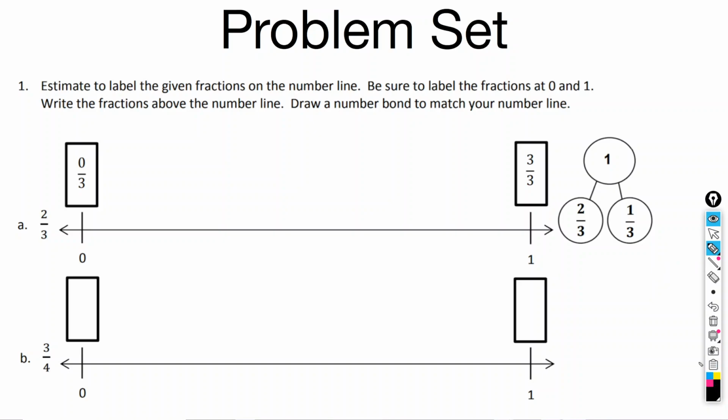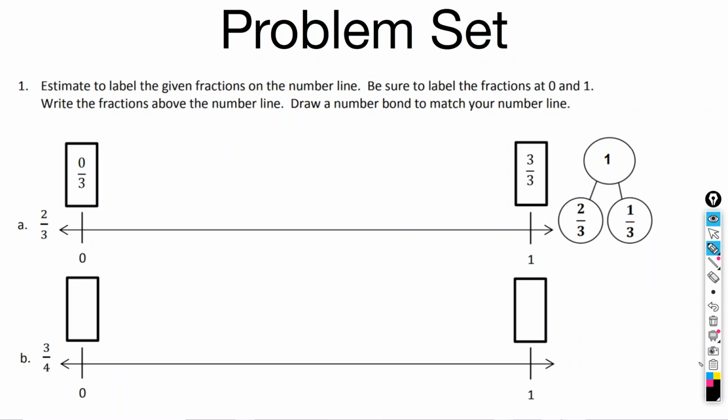First it says, number 1, estimate. The problem set is page 65, in case you were still trying to get that out. Page 65, write your name. Number 1 says, estimate to label the given fractions on the number line. Be sure to label the fractions at 0 and 1. So essentially they want us to label all of the fraction pieces. Write the fractions above the number line. Draw a number bond to match your number line.